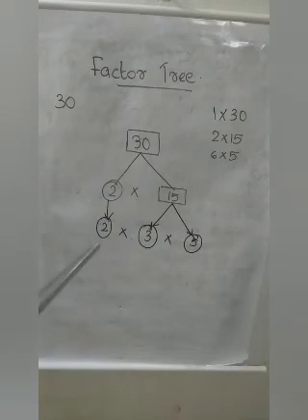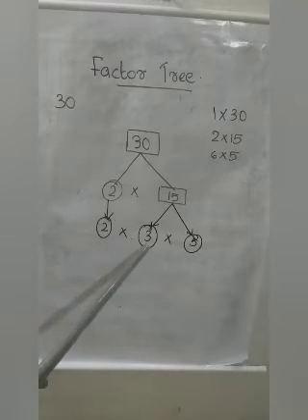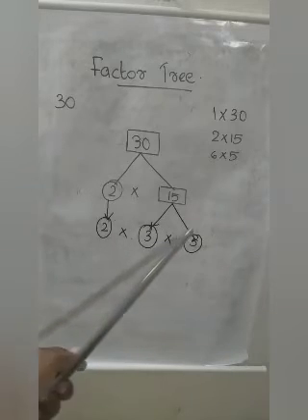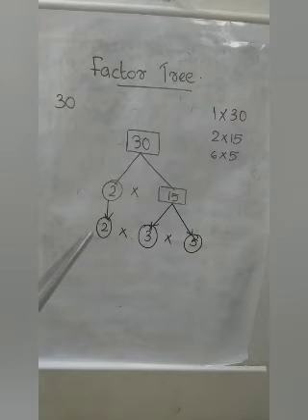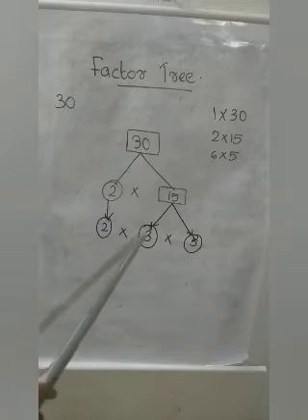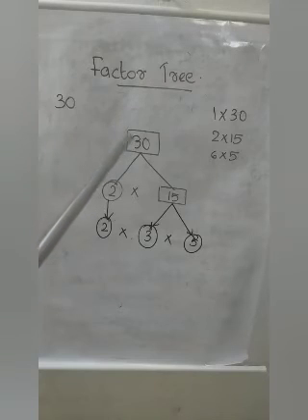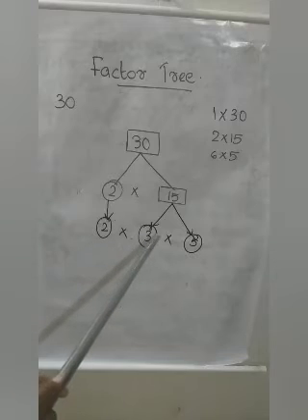So writing the 2 the same. Now look at the prime factorization again: 2 into 3 into 5. Here all the numbers are prime. Now no need of factorizing again. Now also confirm our answer is correct. What is 2 into 3? 6. 6 into 5? 30. That is the number we are factorizing. So the prime factorization of 30 is what? 2 into 3 into 5.